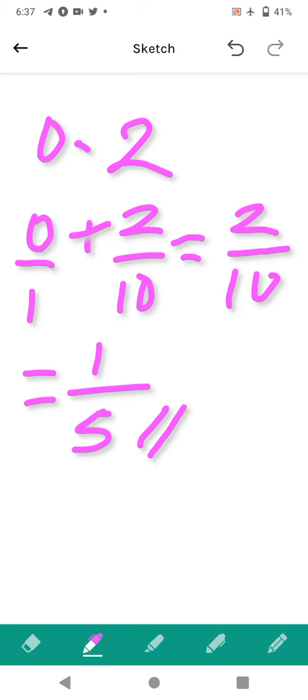In case you don't know how to reduce fractions to their lowest term, there's a video at the link in the description below. Check it, it will teach you how to reduce fractions to their lowest term. We also have a video on converting fractions to decimals. Also check the link in the description below.